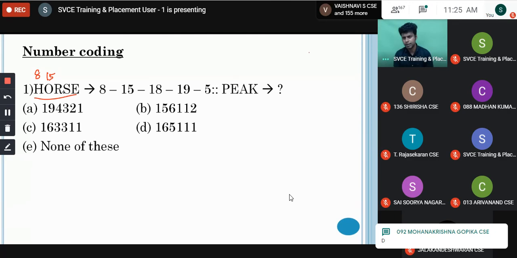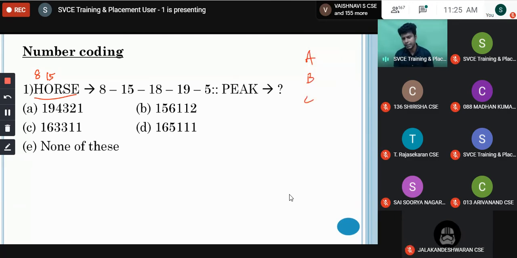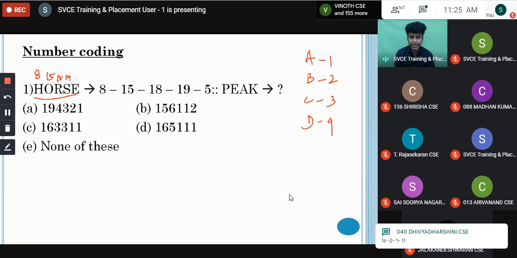It's very simple. A, B, C, D. In alphabetical order, you all know, right? A value is 1, B value is 2, C value is 3, D value is 4, and so on till Z is 26. So H is 8, O is 15, R is 18, S is 19, and E is 5. How fast can we find out? For that reason only, you need to know the alphabets and their values.